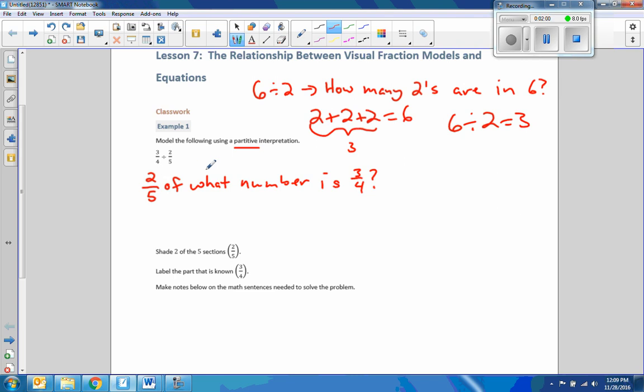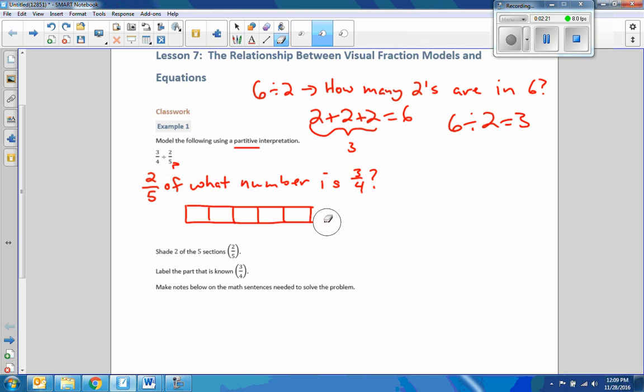So in order to do a model now, the denominator of our divisor tells us how many squares we're going to do. So I want 5. 1, 2, 3, 4, 5. Okay. So here's our 5 squares. We want to shade 2 of those 5 squares. So there's 1. There's 2. So this here is my 3/4.